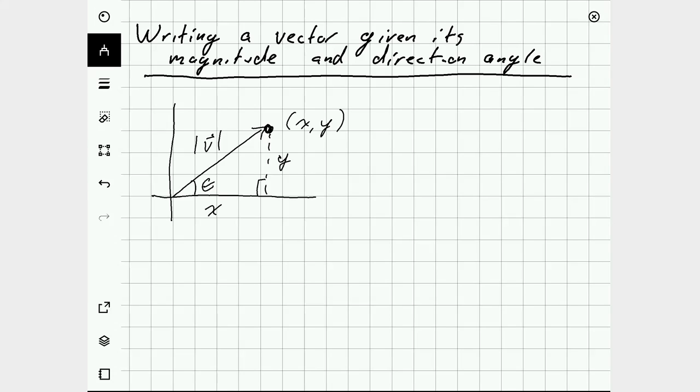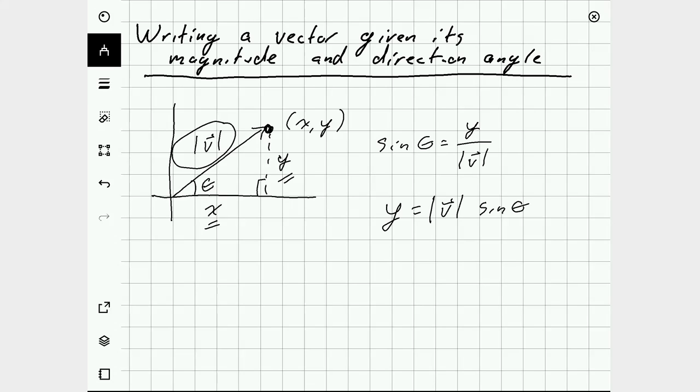Remember, the magnitude, this guy over here, is the thing we know. x and y are the things we are looking for. So we recognize that y is the opposite side and the magnitude is the hypotenuse, and opposite over hypotenuse is sine, so sine theta equals y over the magnitude. Or rearranging that, we get that y is the magnitude times sine theta.